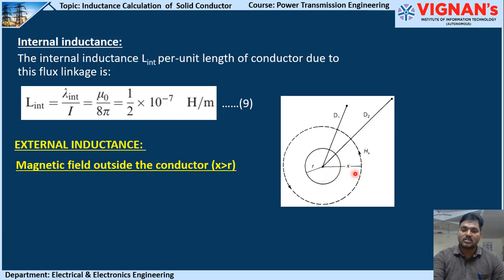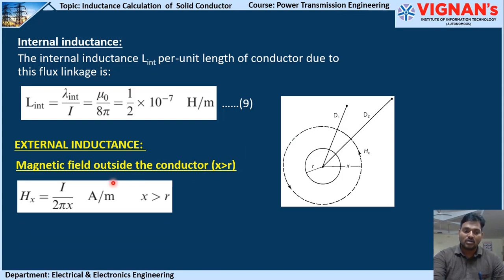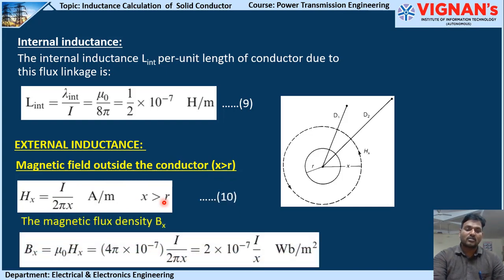Here you are taking x that is greater than r, that is a point outside the conductor. The contour is like this. So that is the magnetic field outside the conductor, which is given by Hx is equal to I by 2 pi x, for x greater than r. Take it as equation number 10. Now from the magnetic field intensity, what is the magnetic flux density? The magnetic flux density is Bx is equal to mu naught into Hx. Again we are assuming mu naught, since the relative permeability is 1, that is, the core is non-magnetic.